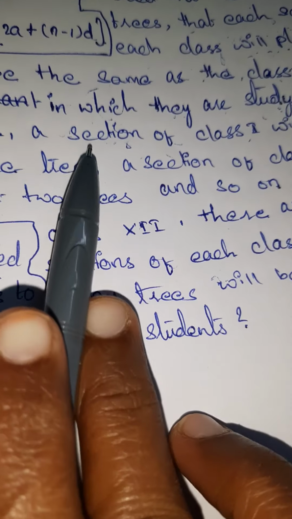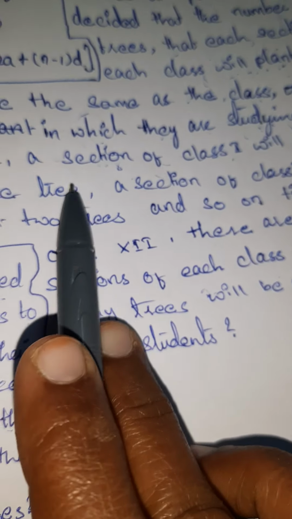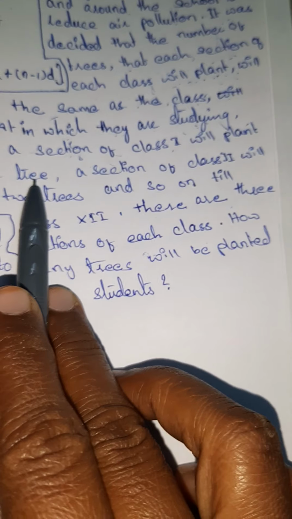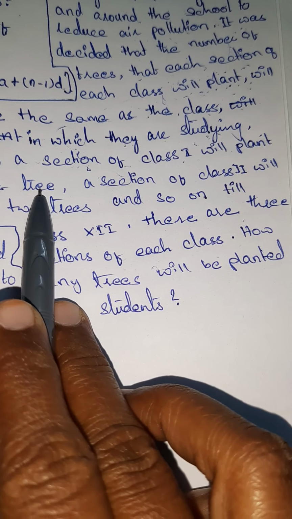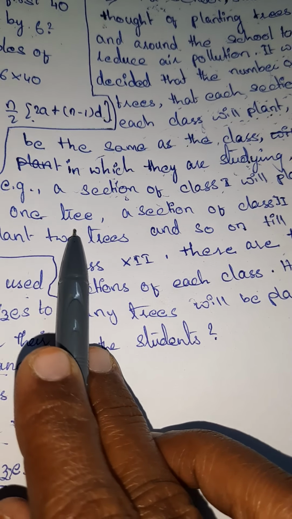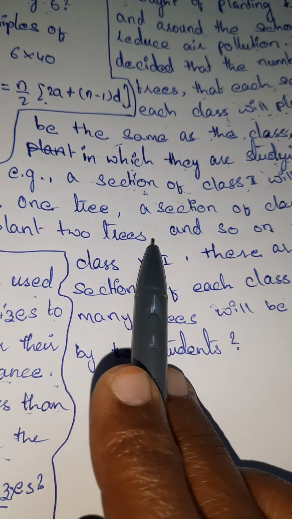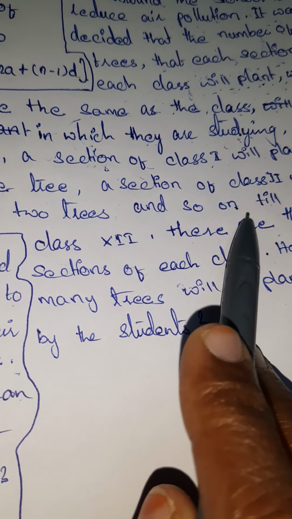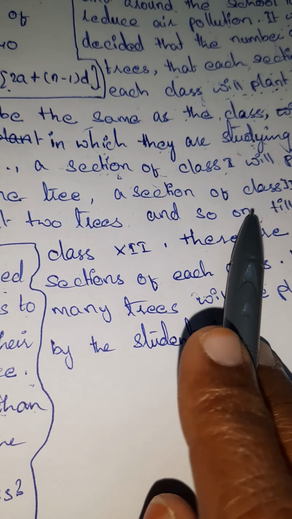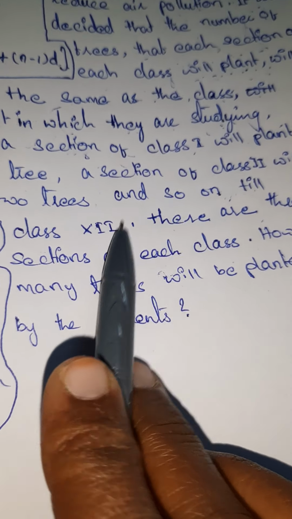Example, here see, a section of class 1. If a student is studying in class 1, they will plant one tree. All the students will plant only one tree. A section of class 2 will plant two trees, and so on. If a student is studying in class 2, of any section, 1, 2 or 3, they will plant two trees, and so on up to class 12th.